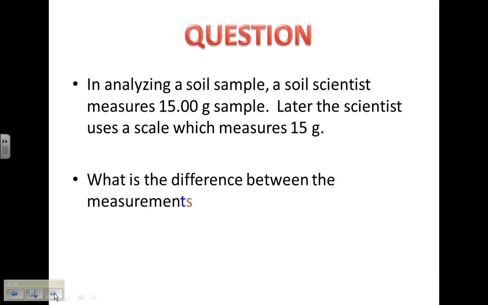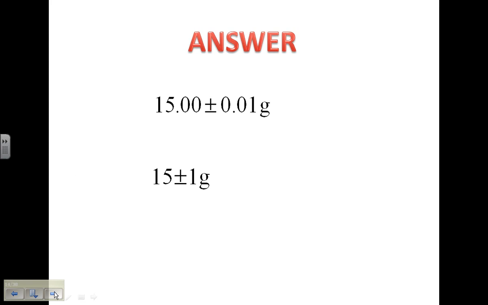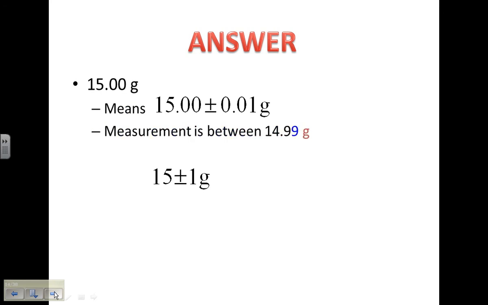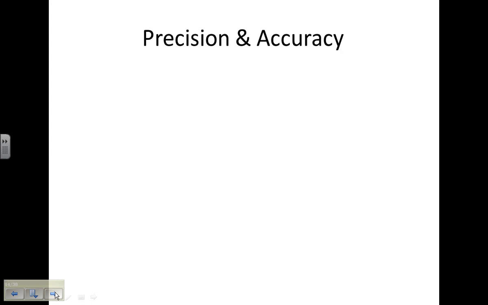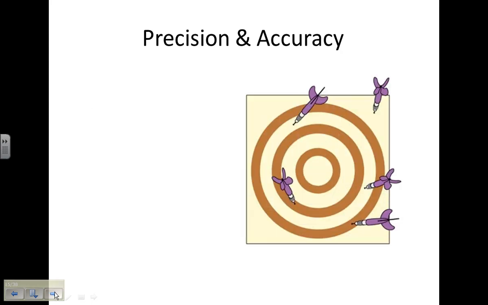What is the difference between those two numbers? Well, remember, if you have 2 decimal places, you're saying you're plus or minus 0.01. So you know that your measurement is between 14.99 and 15.01. You're saying it's that good. Whereas if you say 15, you're going to say, well, it's between 14 grams and 16 grams. Much more uncertainty.